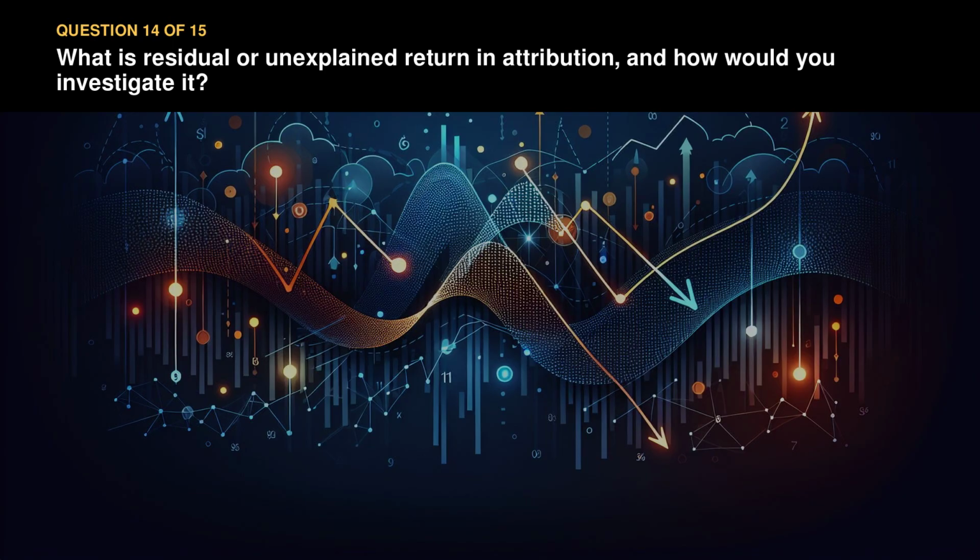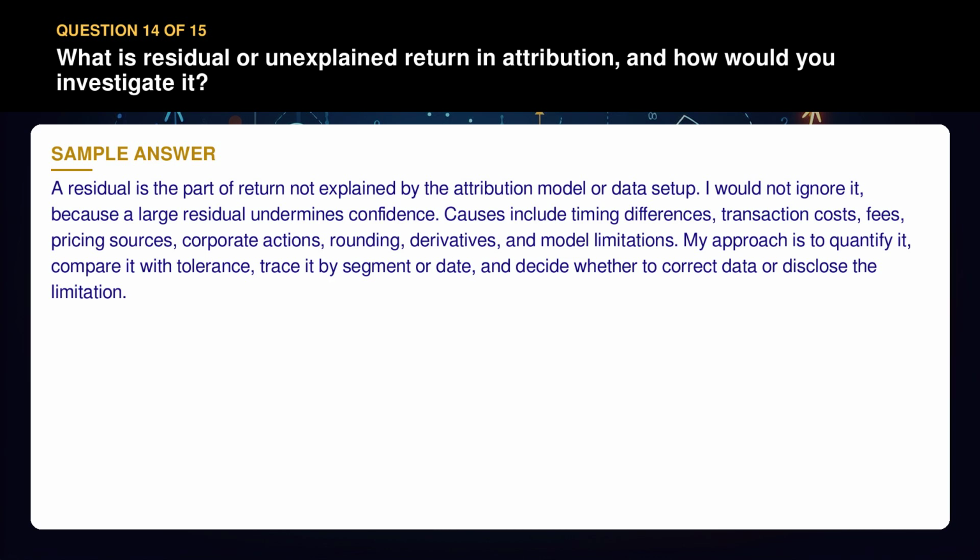Question 14. What is residual or unexplained return in attribution? And how would you investigate it? A residual is the part of return not explained by the attribution model or data setup. I would not ignore it because a large residual undermines confidence. Causes include timing differences, transaction costs, fees, pricing sources, corporate actions, rounding, derivatives, and model limitations. My approach is to quantify it, compare it with tolerance, trace it by segment or date, and decide whether to correct data or disclose the limitation.